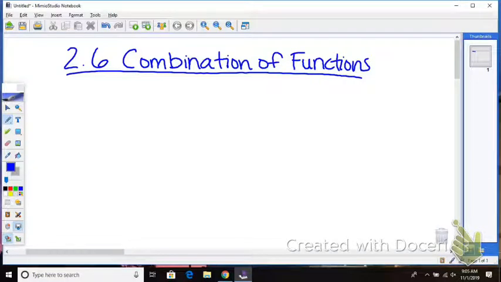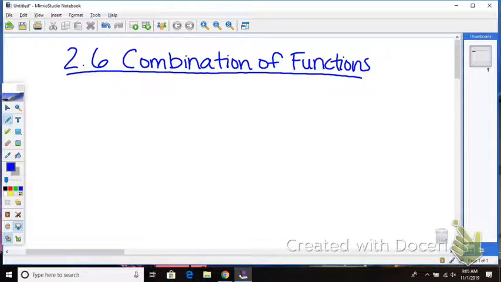There's four things in this section. There's adding, subtracting, multiplying, and then composition of functions. Composition of functions is more involved. That's what I'm saving for Monday. The adding, subtracting, multiplying I'm doing today because it's going to be just a little review for you because you know how to do this.